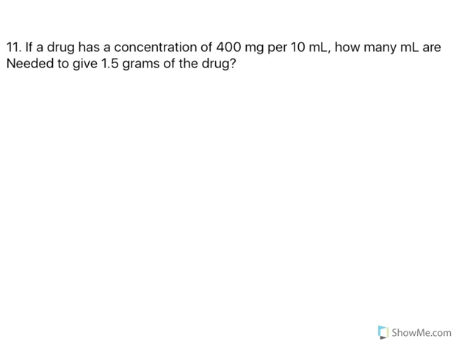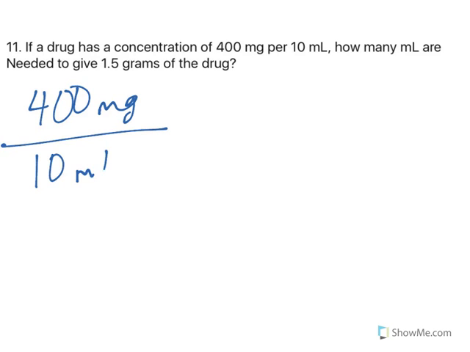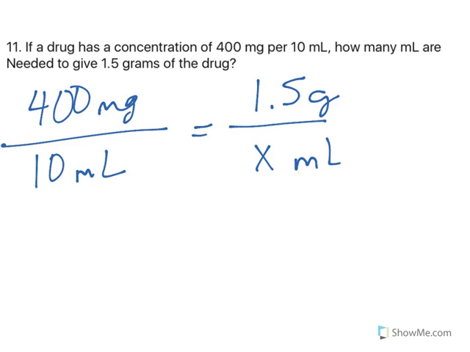All right, let's go to number 11, the last one for this video. If a drug has a concentration of 400 milligrams per 10 milliliters, how many milliliters are needed to give 1.5 grams? Now, I set up this proportion, but there should be fires going off in your head because I've got milligrams and grams. Those are not the same. So I'm going to change milligrams to grams.